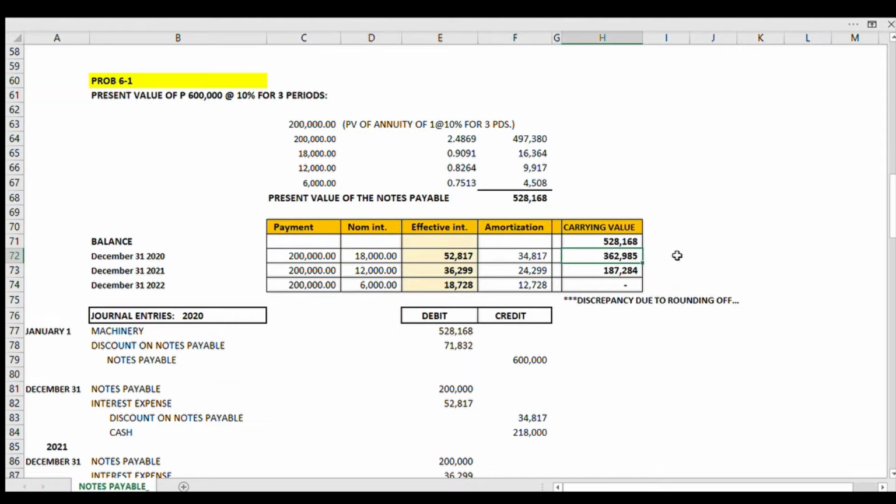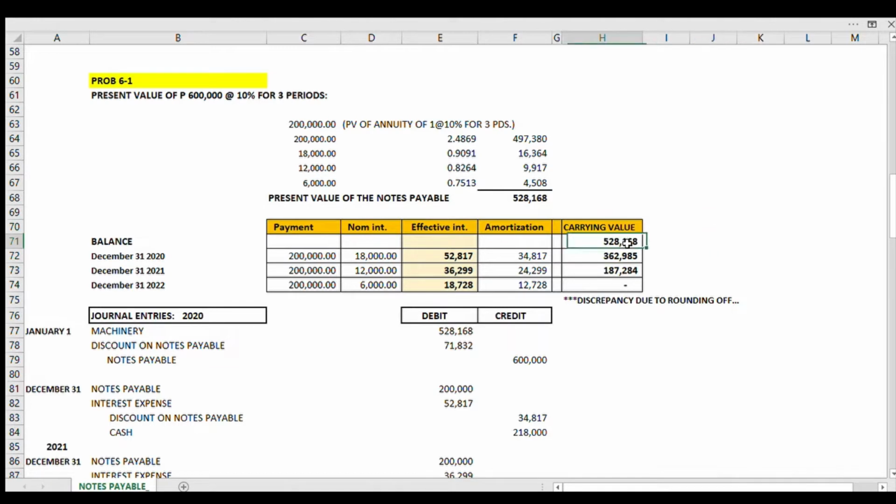So the balance goes like this: 528,168, minus 200,000, and you're going to add the 34,817, that is 362,985. Okay. So the carrying value as of December 31st, 2020 is 362,985.